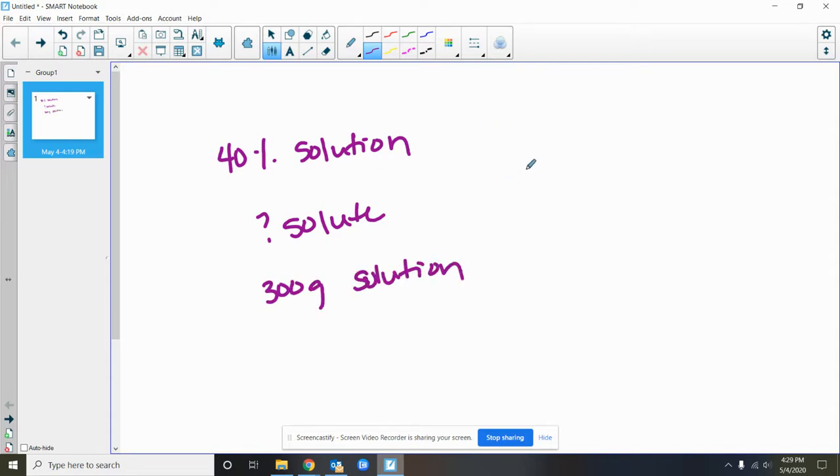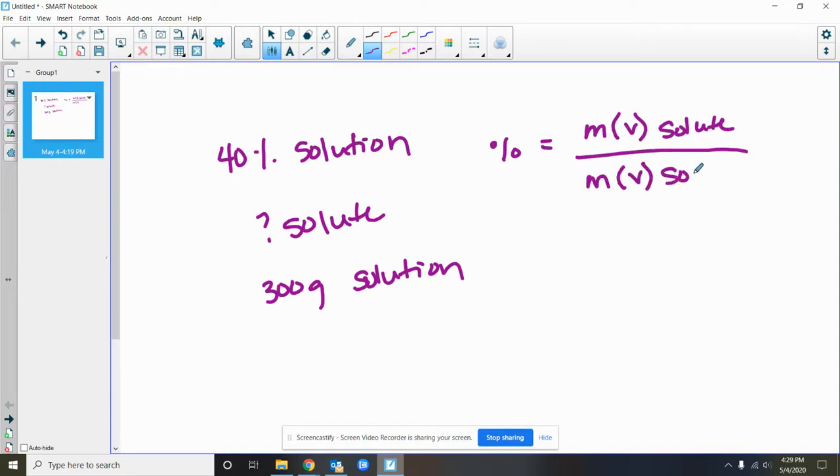When you think about your mass percent equation, there's technically three variables. You have your percent, you have the mass, or I'm going to put volume because you could have volume of your solute over the mass, or volume of your solution. So there's three variables here.